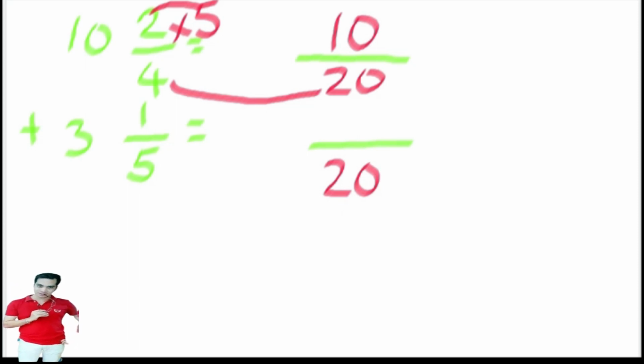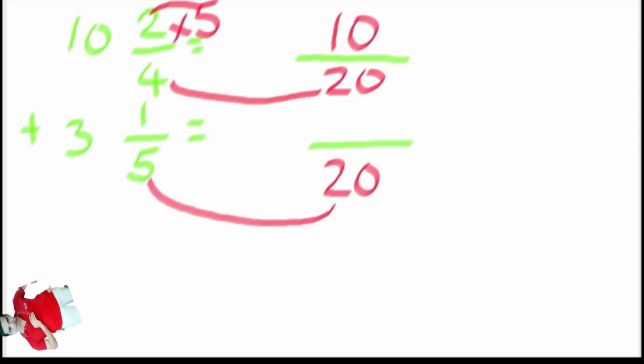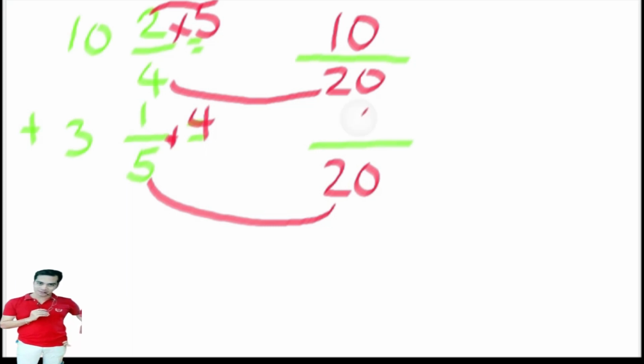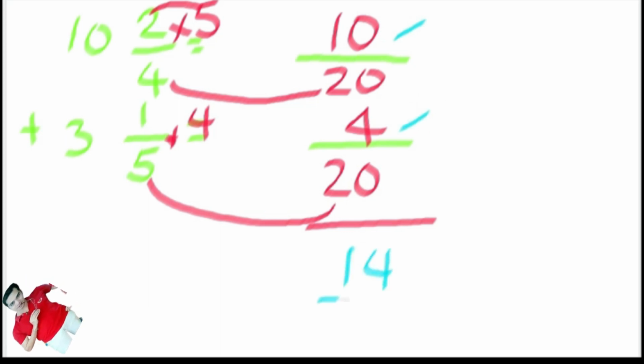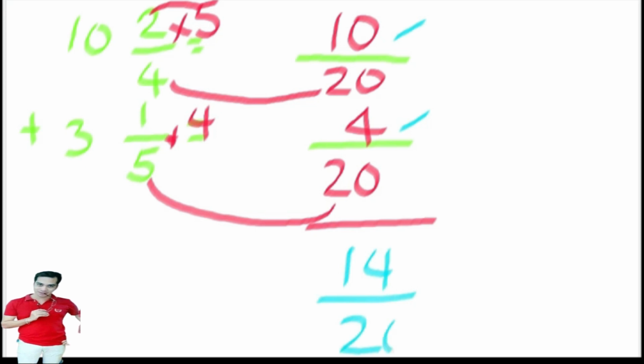Another one, 20 divided by 5, the answer is 4. Okay, then multiply 4 times 1, the answer is 4. Then, add the numerator. 10 plus 4, the answer is 14 over 20. So do you think 14 and 20 is the final answer?